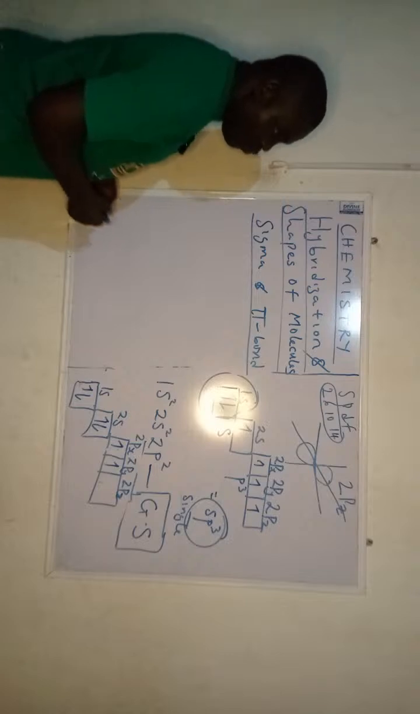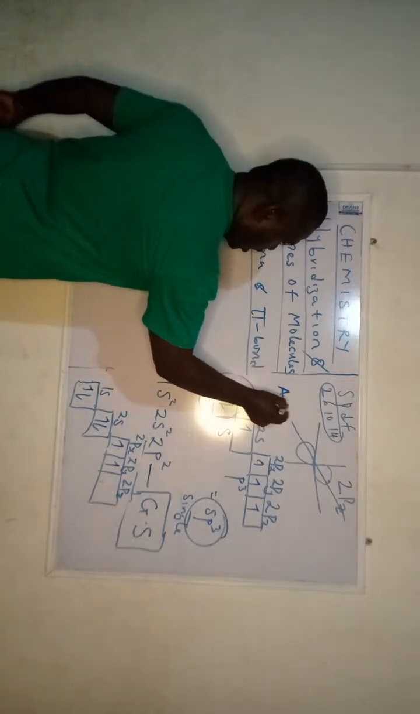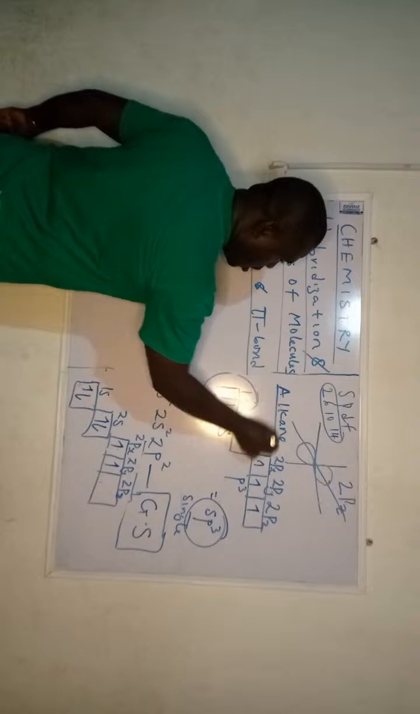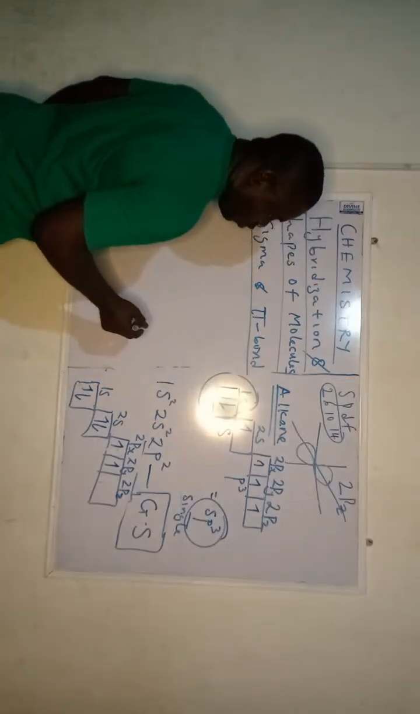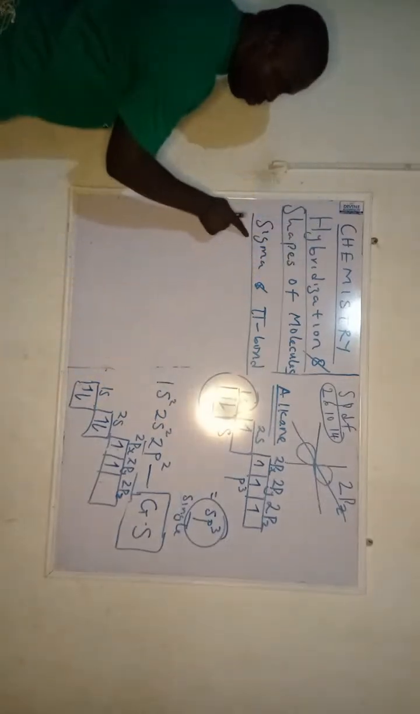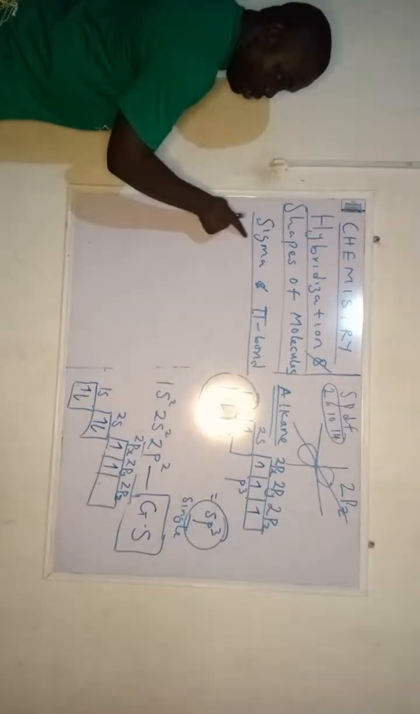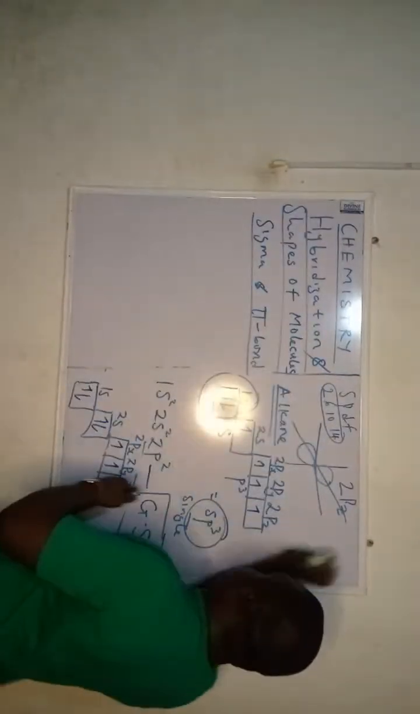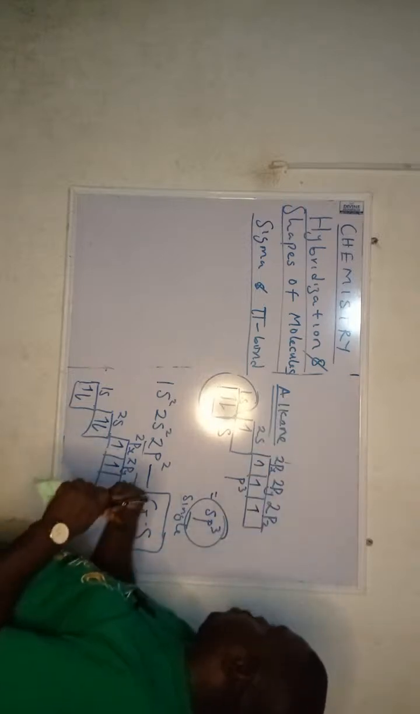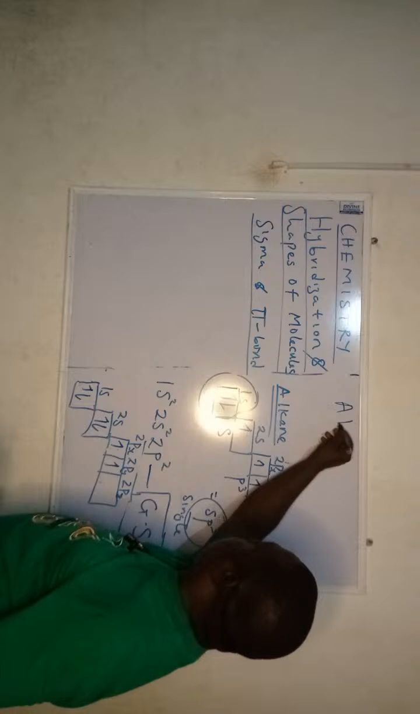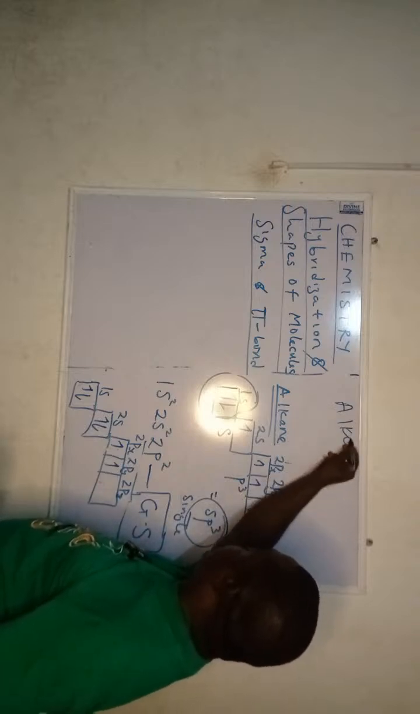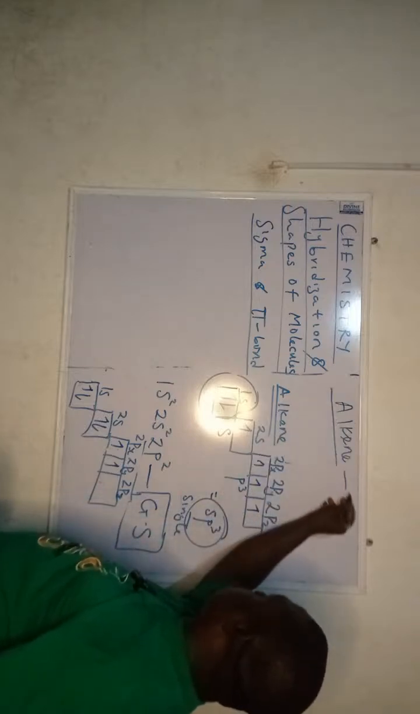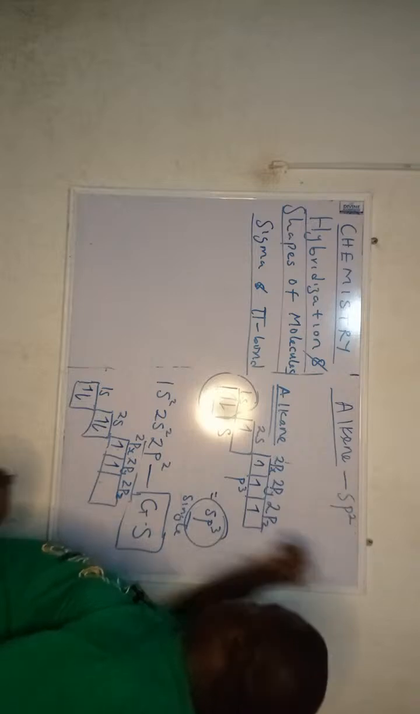Okay. Now, this is for alkane. I'm coming back to explain pi and sigma bond. Let me quickly finish off something here. If I want to explain that of alkene, in other words, the sp2 hybridization.